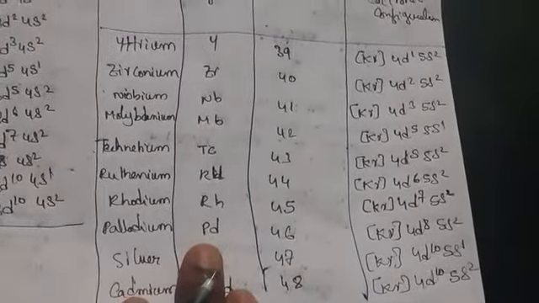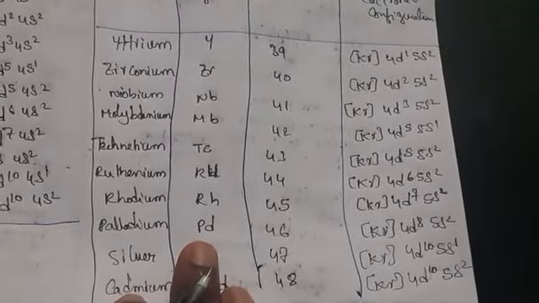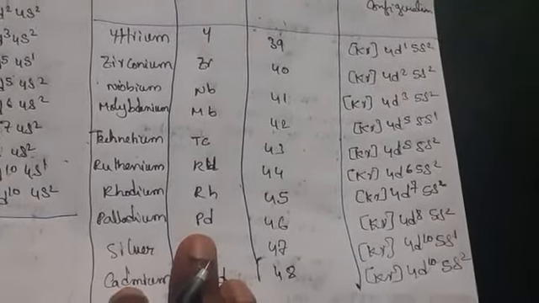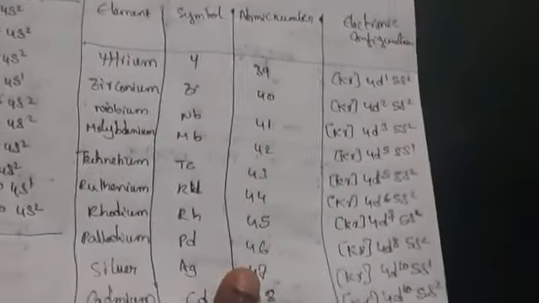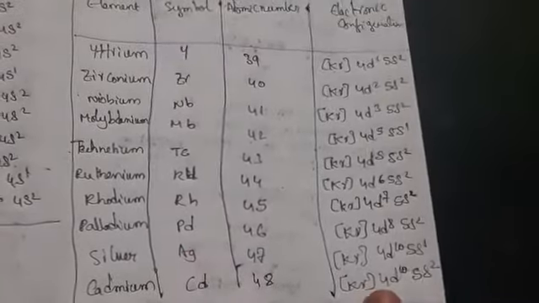So what are the elements in the 4d series we are having? Yttrium, zirconium, niobium, molybdenum, technetium, ruthenium, rhodium, palladium, silver, cadmium. So these are the 10 elements in the 4d series. These are the atomic numbers, symbols, and electronic configurations. Okay, so now let us see about the 5d series.